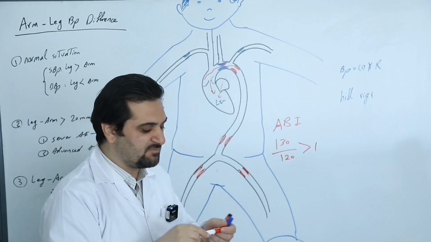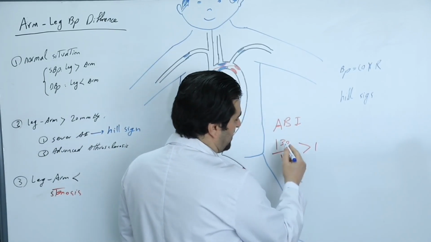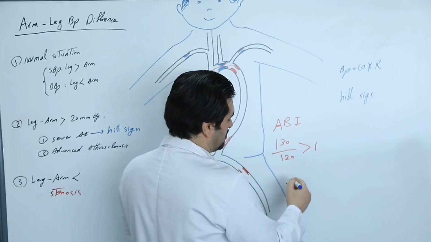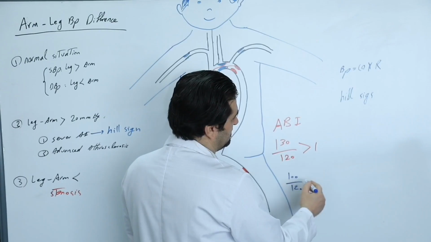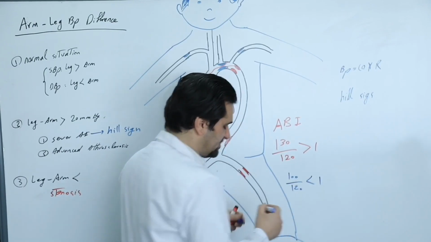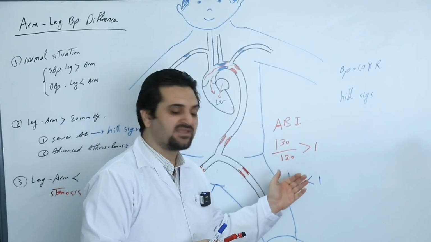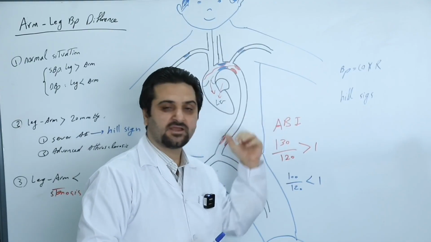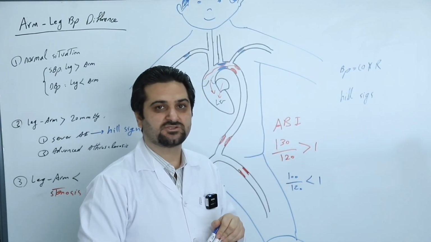But in a person with peripheral vascular disease, the opposite happens. In this situation, as we mentioned, the blood pressure in the lower limb drops. For example, the ankle pressure becomes 100 mmHg. The arm pressure remains 120 mmHg. Therefore, the ankle-brachial index becomes less than 1. So whenever we calculate the ABI and it is less than 1, it indicates stenosis or atherosclerosis in the arterial system, and it definitely requires us to perform further diagnostic procedures for the patient.